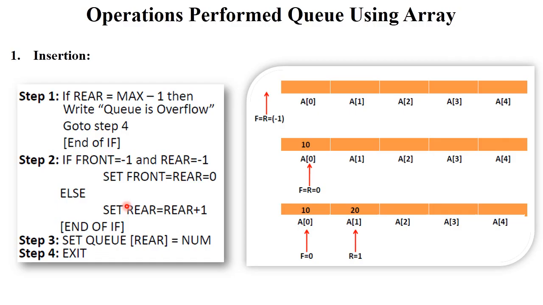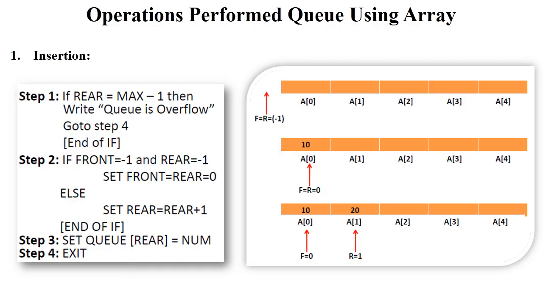Now again, if this condition is false, then it goes to the else part. The else part means there is already one element present. Then you need to add another element. Now there is only one element, that is 10. Then you need to add 20 here. So first step is rear equal to rear plus 1, because we perform insertion at the rear side. This is your first step. Then you need to add 20 here. This is your second step.